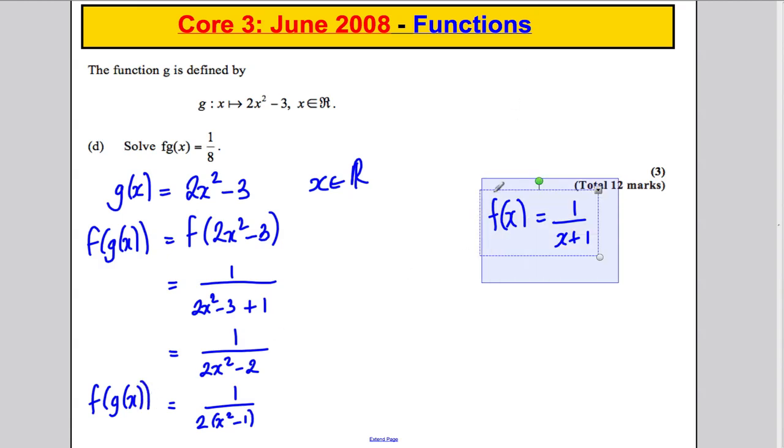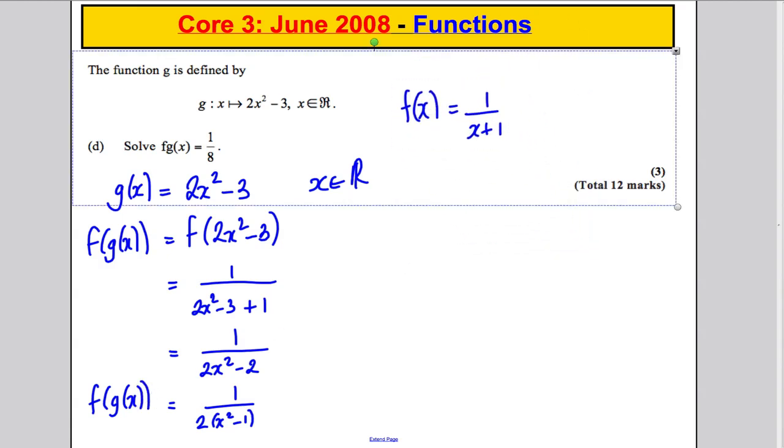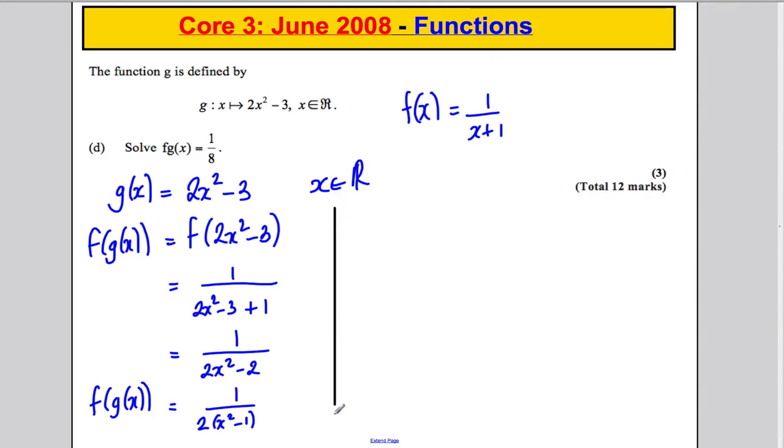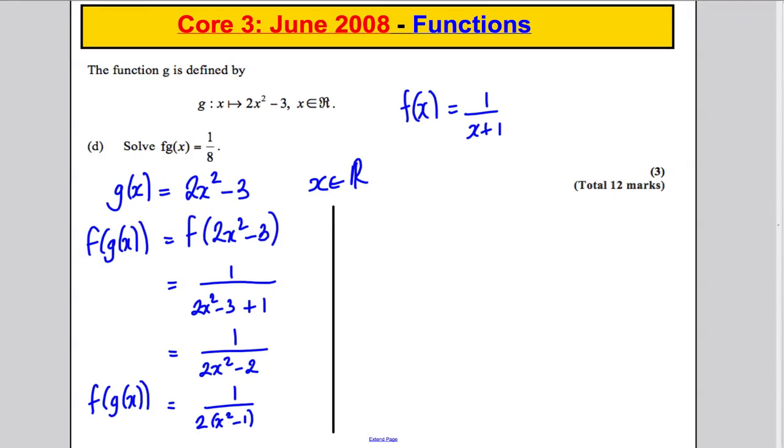Now, I'm just going to put this over here. I'm going to work across the page. You should always work down the page in an exam, but just for these times, I'm going to work across so it fits on a page.